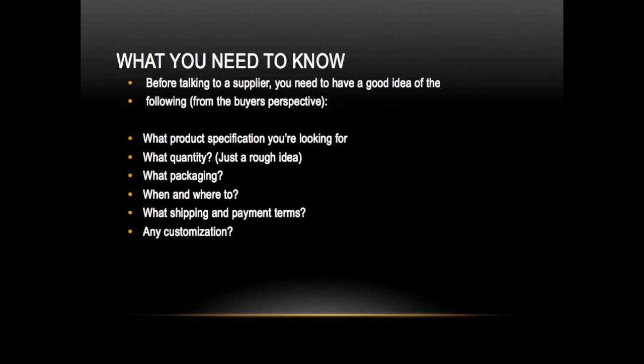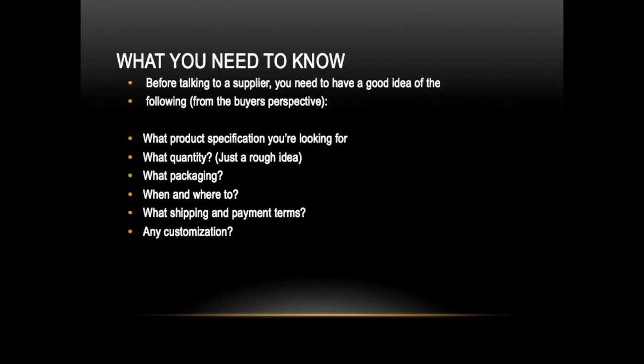First of all, what you need to know before getting on the phone or messaging your supplier. Before even talking to your supplier, you need to have a good idea of the following information from the buyer's perspective. First of all, what product and what specification are they looking for? And you want to be as precise with this as possible, as certain products can have many kinds of specifications and many kinds of qualities and many kinds of customization options. So you want to make sure that you have the exact right specification that the buyer is looking for so you can supply them properly.